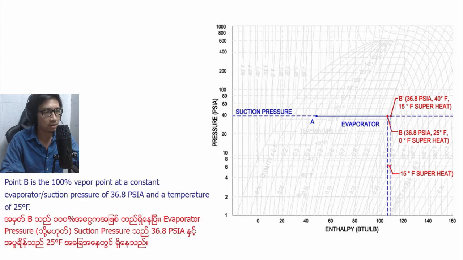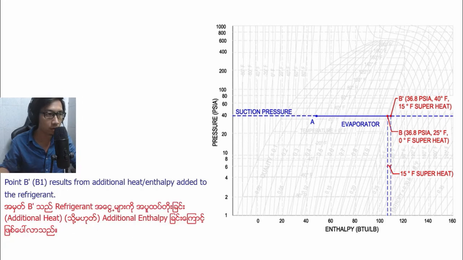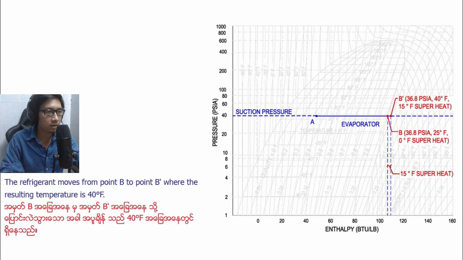Point B is the 100% vapor point at a constant evaporator or suction pressure of 36.8 psi and a temperature of 25 degrees Fahrenheit. Point B1 results from additional heat or enthalpy added to the refrigerant. The refrigerant moves from point B to point B1, where the resulting temperature is 40 degrees Fahrenheit.